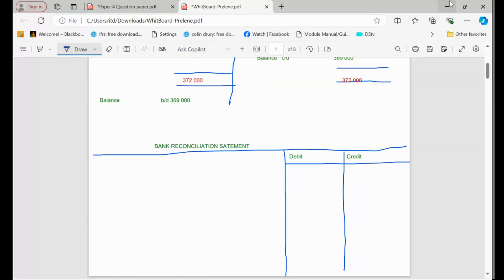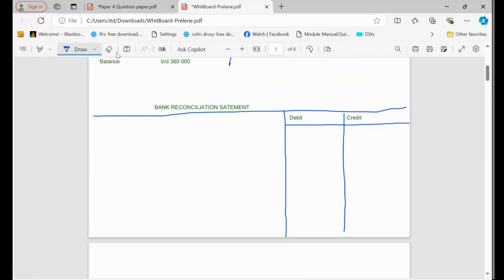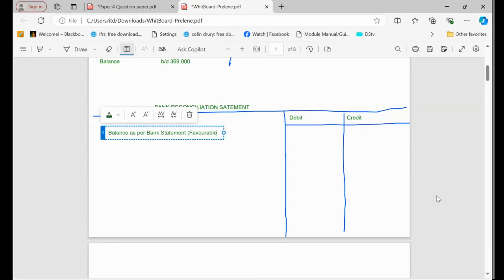Let me know when you're ready. I'm ready. And then you begin with balance brought forward. I prefer to start with the balance brought forward as per bank statement. Okay. Can you see now? And then, for me to understand better, I normally say whether it's favorable or unfavorable, but you don't have to do that. It's for you to feel better when you are doing it, so that you feel like you understand it, okay?